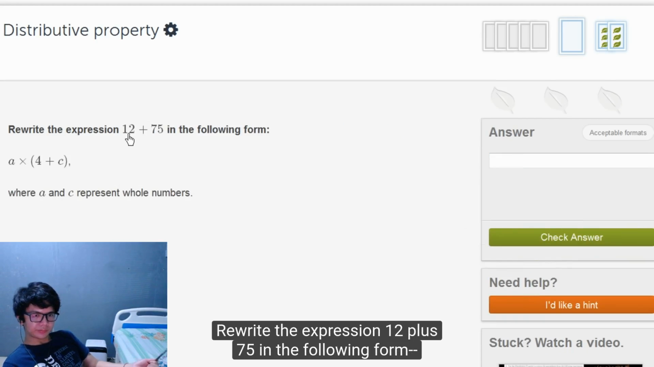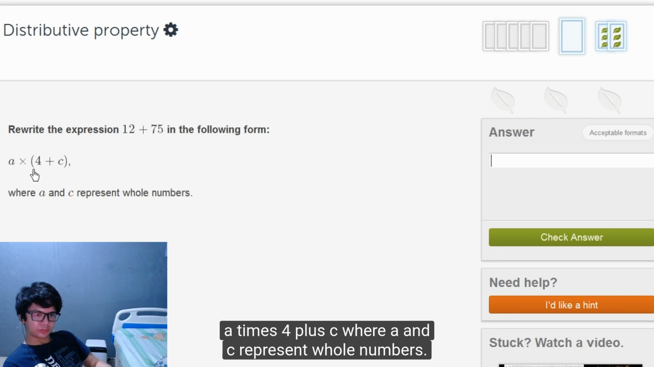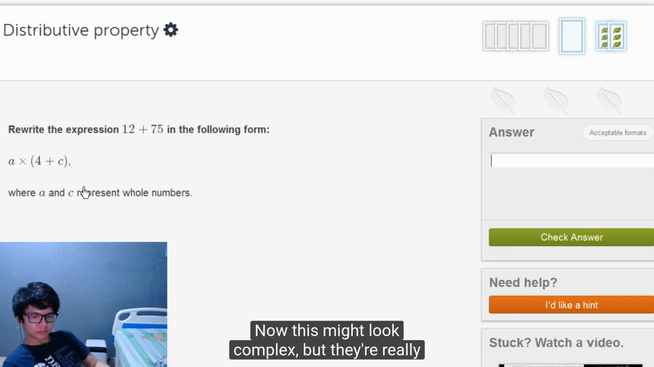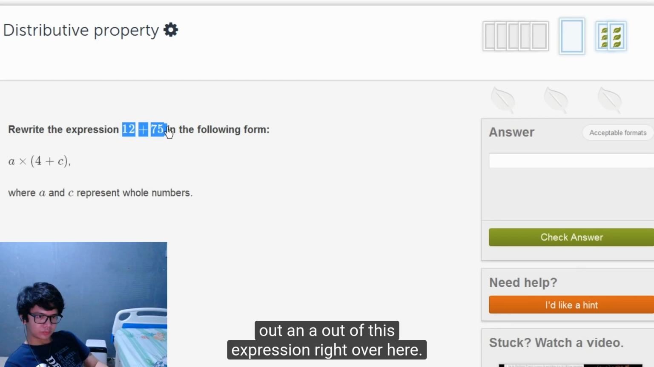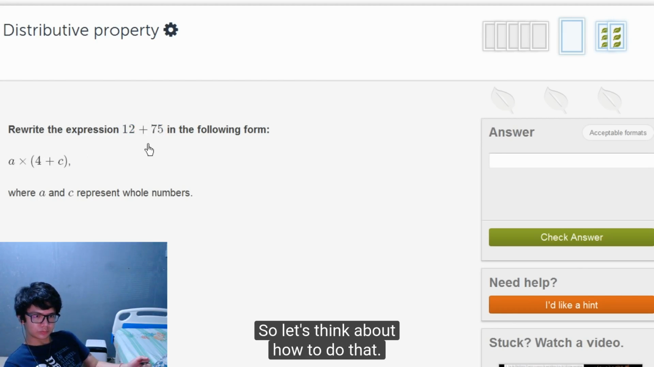Rewrite the expression 12 plus 75 in the following form: A times 4 plus C, where A and C represent whole numbers. Now, this might look complex, but they're really asking us to factor out an A out of this expression, seeing how much we can factor out so that one of these two numbers becomes a 12, or becomes a 4. So let's think about how to do that.